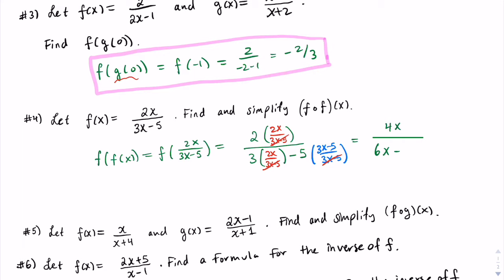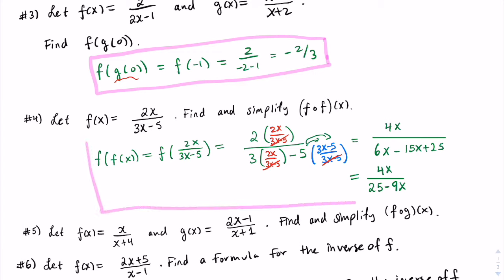So over here we're going to have 3 times 2x, that would be 6x. And then we distribute out the -5, right? Yeah, -15x plus 25, right? And when we simplify this out, we have 4x in the numerator, and on the bottom we're going to have 25 minus 9x. There you go. And there isn't anything that we can simplify after that. That will be it. Like this.